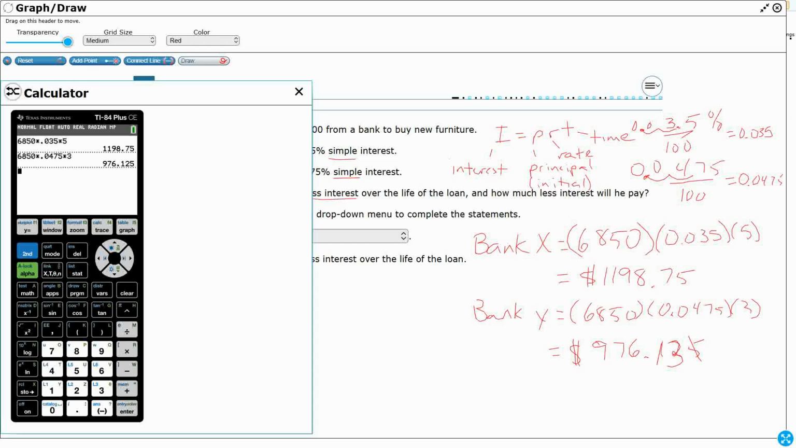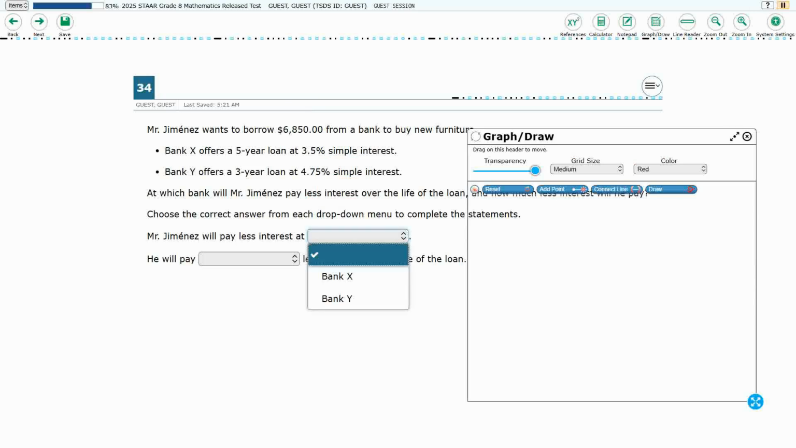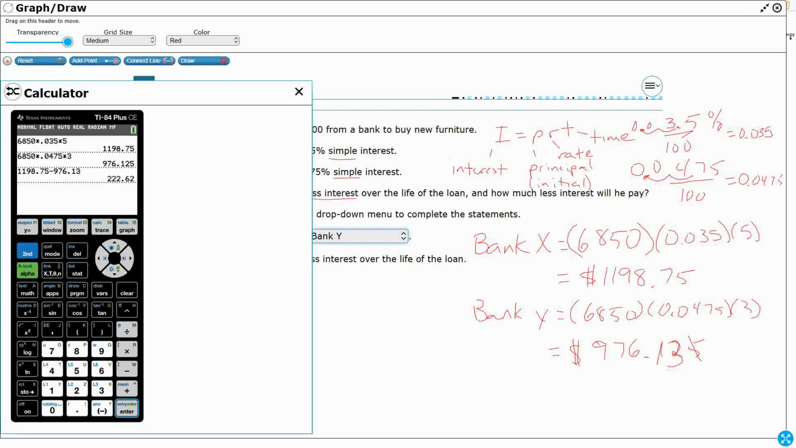We're looking for the least amount. And he will pay how much less interest? We just need to subtract these two. So let's get our calculator back out. That's going to be 222.62. 222.62. And that's our answer.